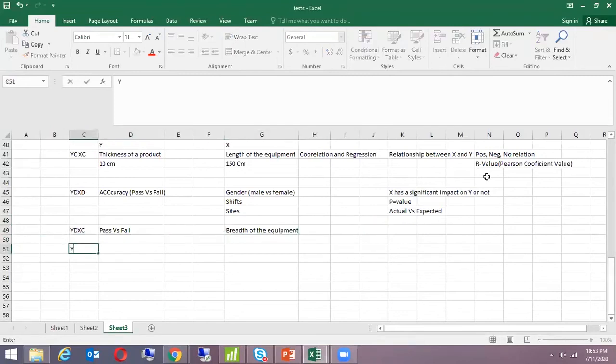Then if my Y is continuous and my X is discrete, I will do a GLM test, and GLM has different variants. First, two sample t. So in case of normal data, two sample t for two subgroups. For more than two, it's one way ANOVA.